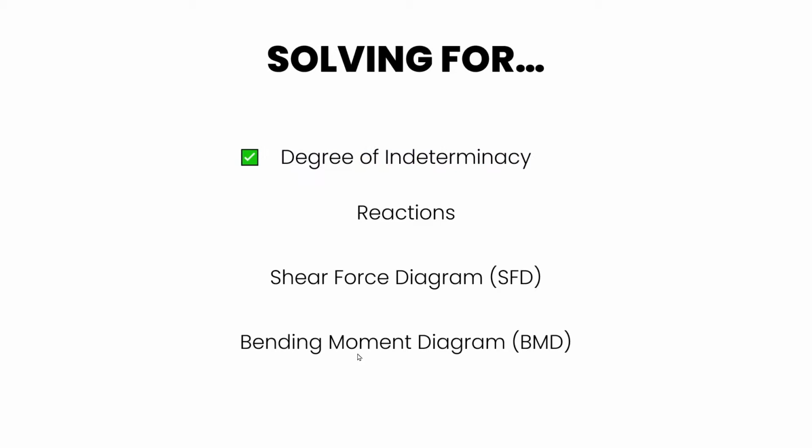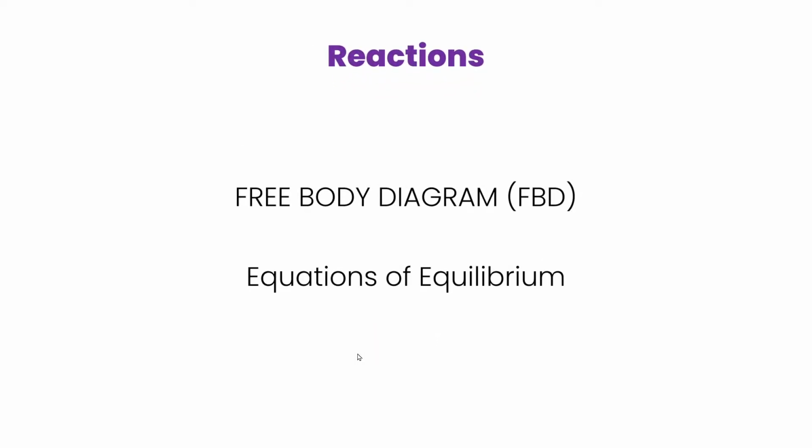So with the degree of indeterminacy solved for, let's move on to solving reactions. Now, in order to solve for the reactions, what we'll do is first of all, try to assess the free body diagram. And I'll just tell you what the free body diagram is. And then next we'll be going for the equations of equilibrium.